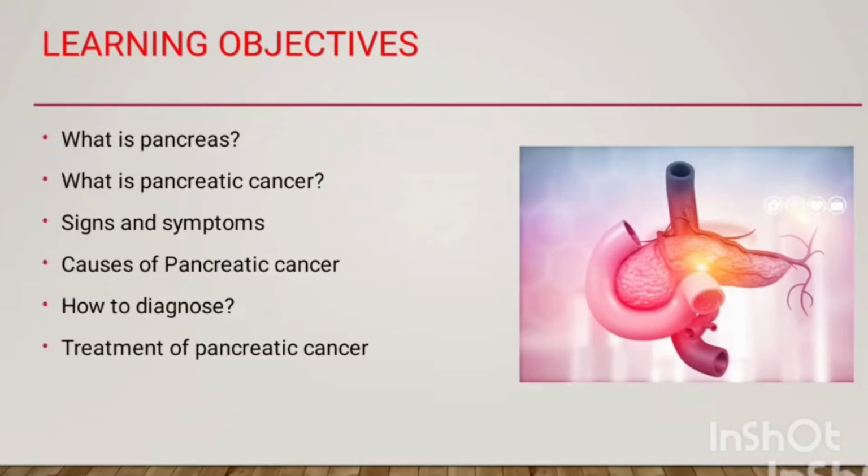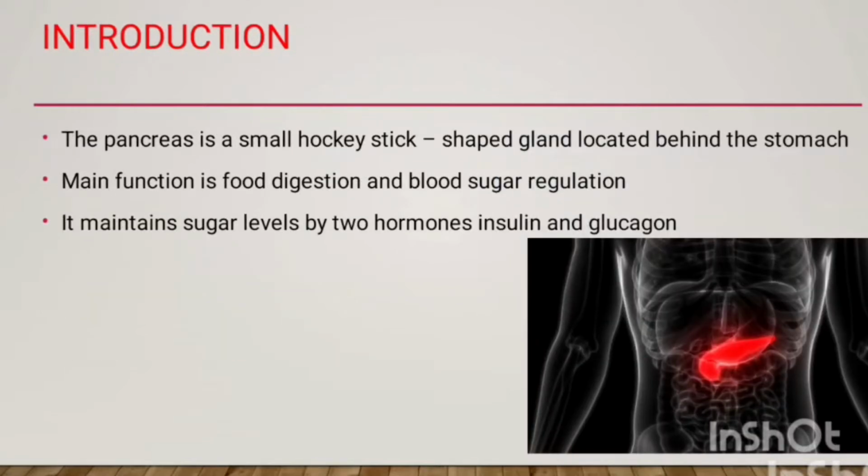First of all, we will start from the introduction of pancreas. Pancreas is a small hockey stick shaped gland located behind the stomach. So basically it is located behind the stomach, as you can see in the picture. Its main function is to help in food digestion and blood sugar regulation. It helps food digestion by releasing certain hormones or enzymes.